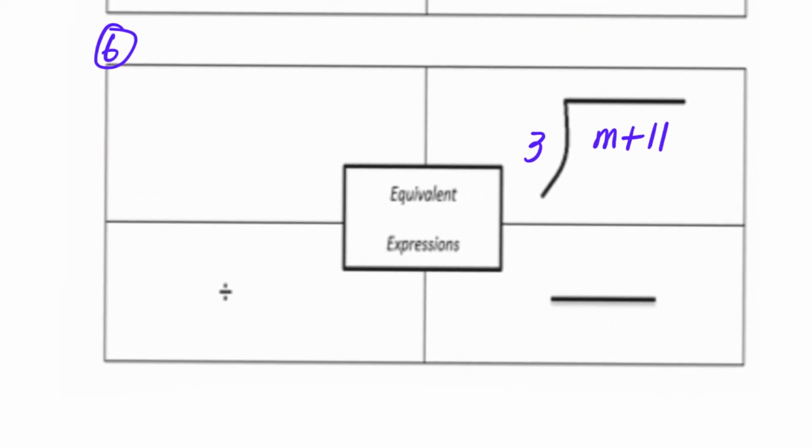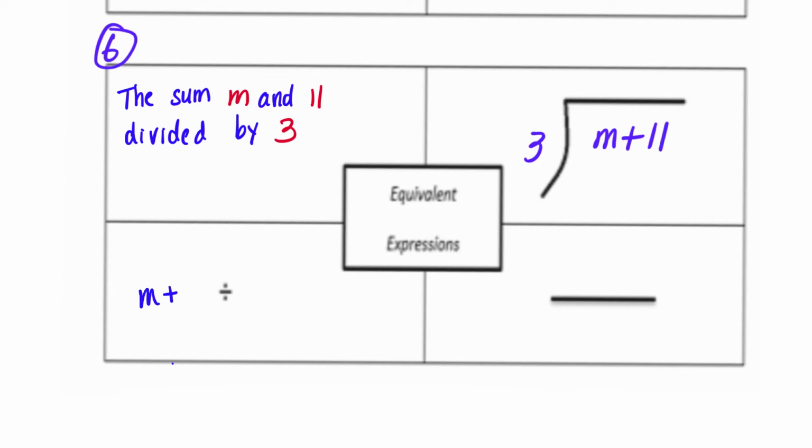Number 6. The sum M and 11 divided by 3. As an expression, M plus 11 divided by 3. As a fraction, M plus 11 divided by 3.